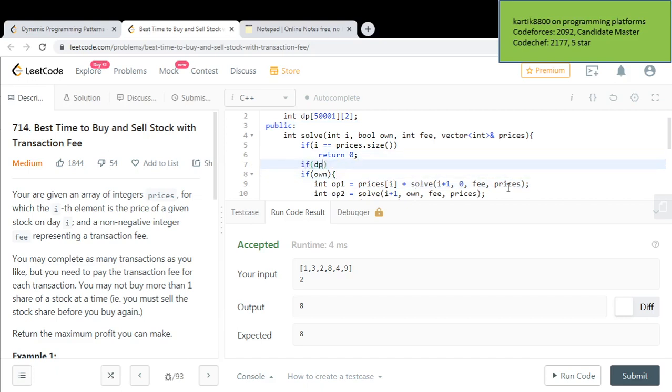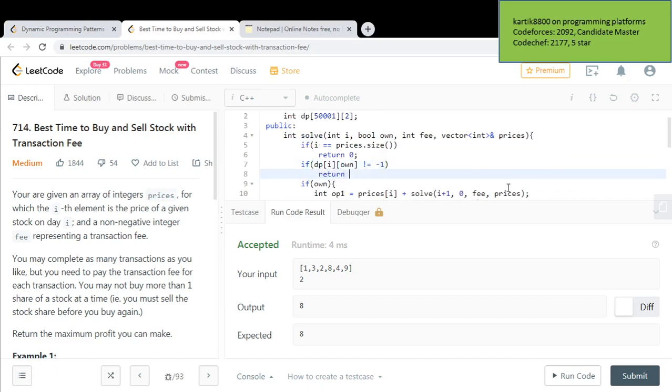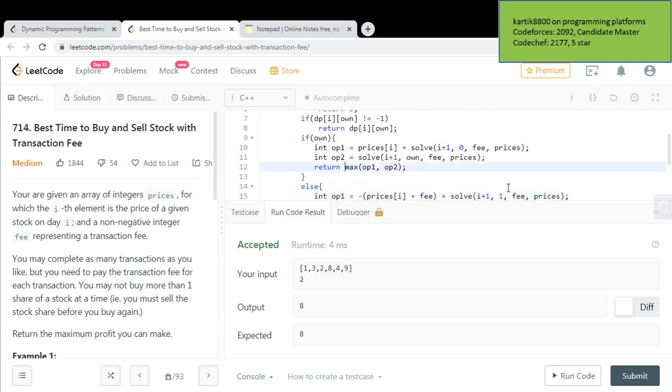And if dp at I is already solved, that means it is not -1. So if I've already solved it, then return the answer instead of actually calculating it again. That brings down the time complexity by a huge margin. I'm basically memoizing all these subproblems.